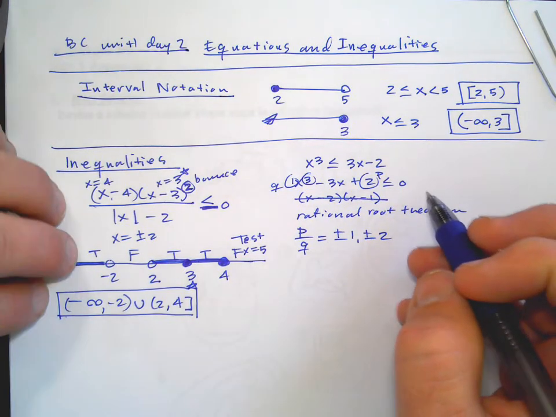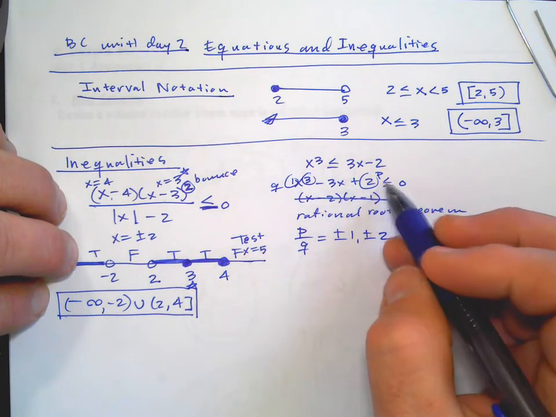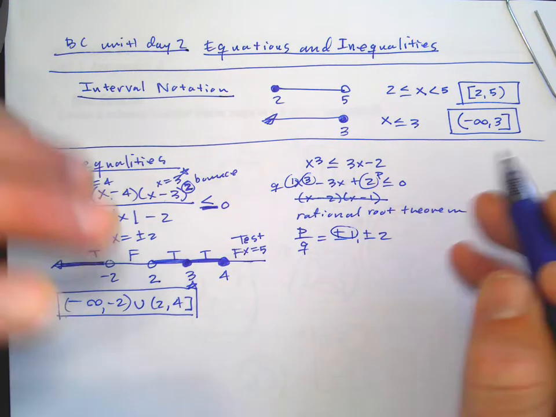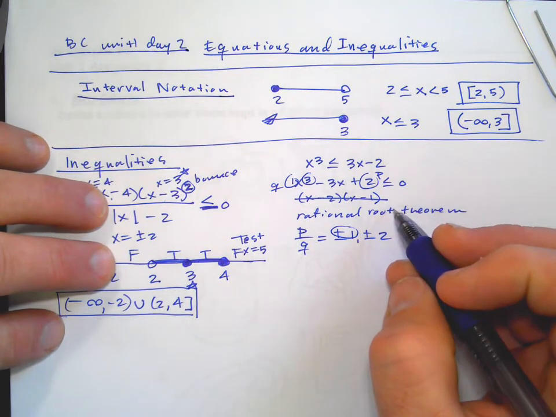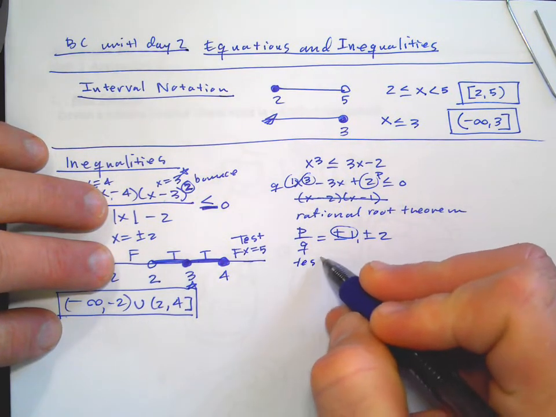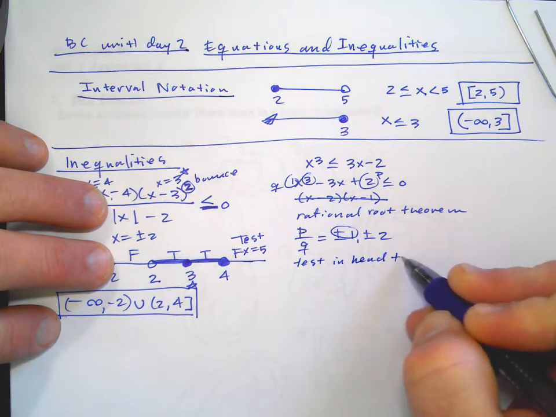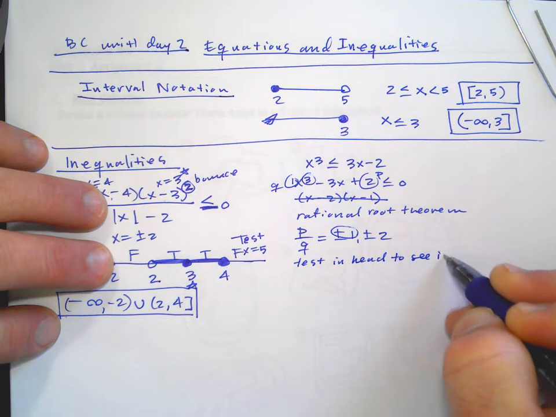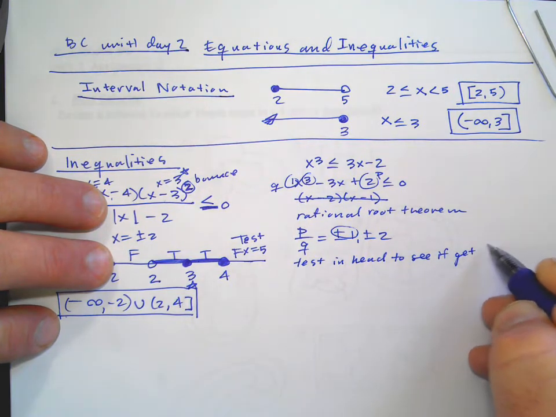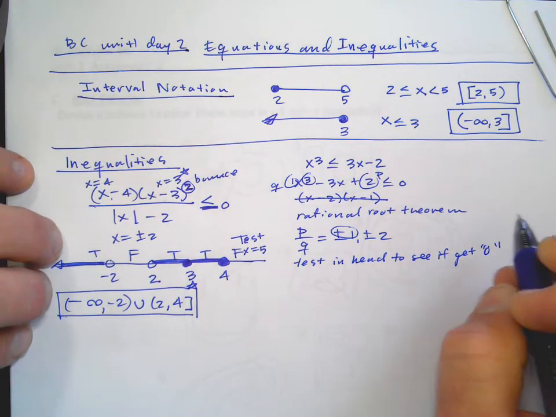Now, I usually do that test in my head to see if I get 0. I'm going to say 1 minus 3 is negative 2 plus 2 is 0. All right, positive 1 works. Perfect. Okay, so 1 works.